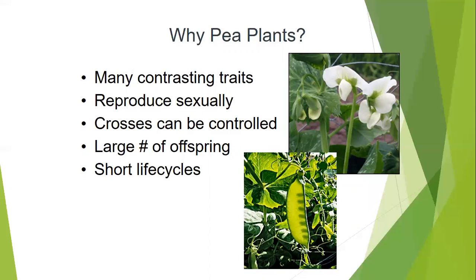They reproduced sexually, but each pea plant is hermaphroditic in that it has both male and female parts, so a single pea plant can produce offspring. Because of this, the crosses can be very tightly controlled, and so you can be absolutely certain what the parents' plants are of the offspring. They also have a large number of offspring, and they grow to a full maturity very quickly.